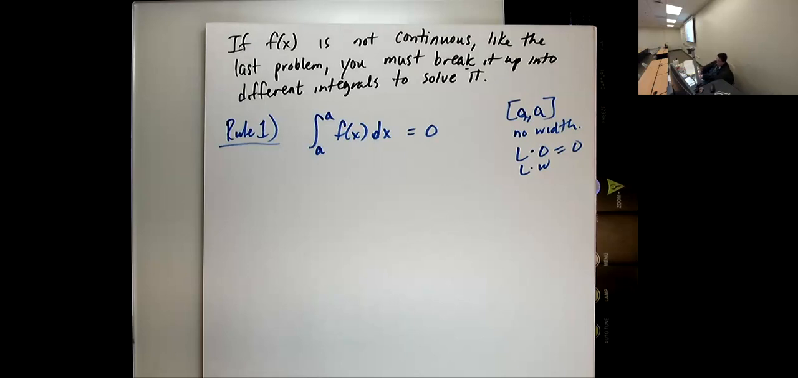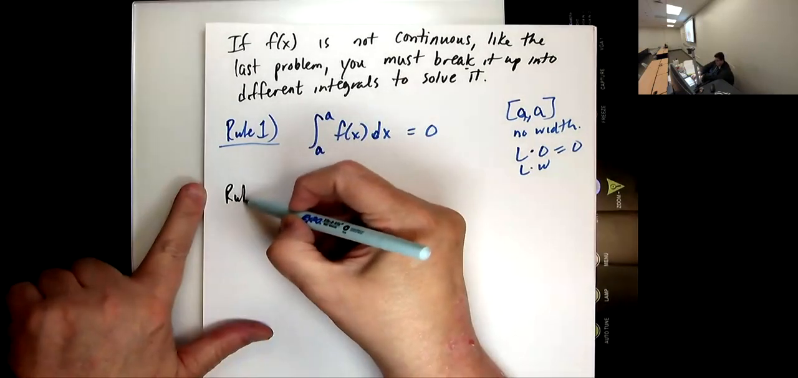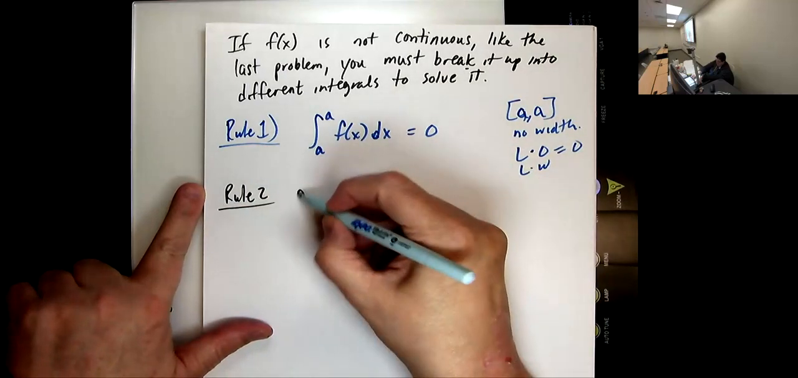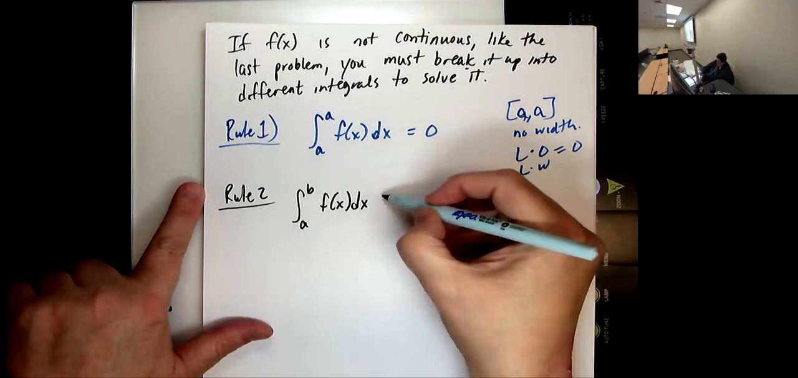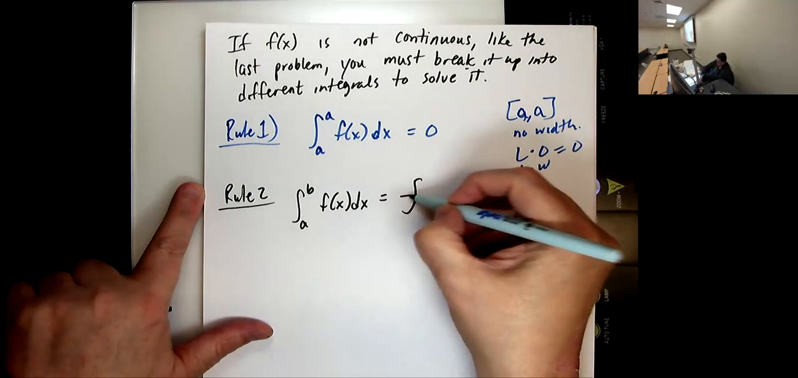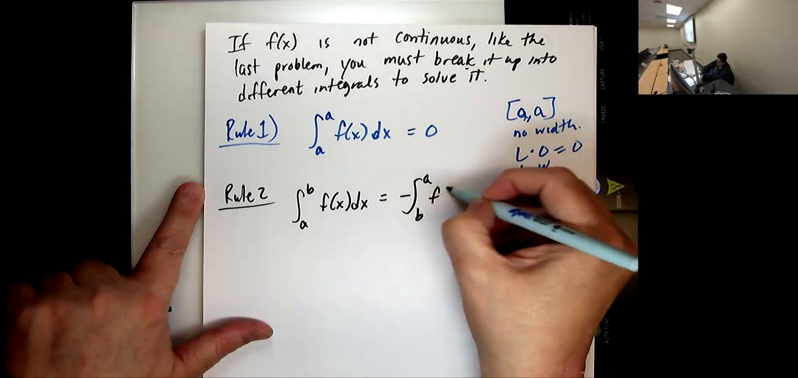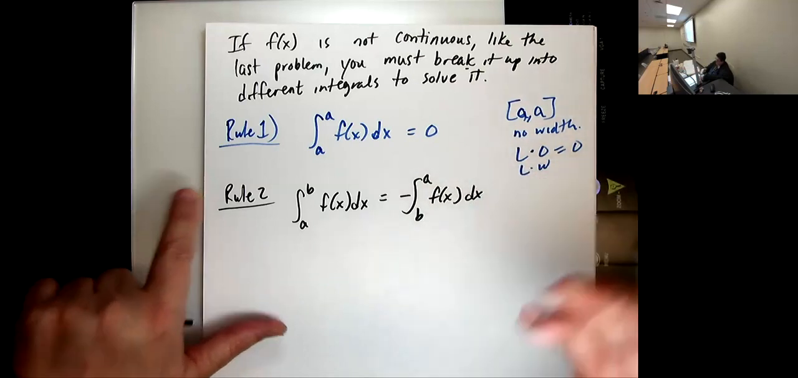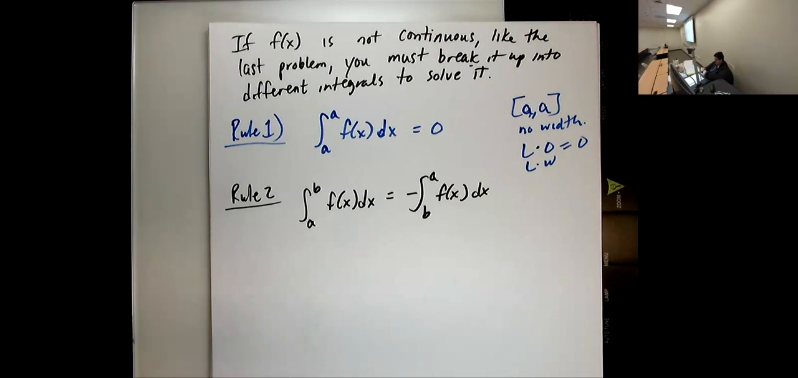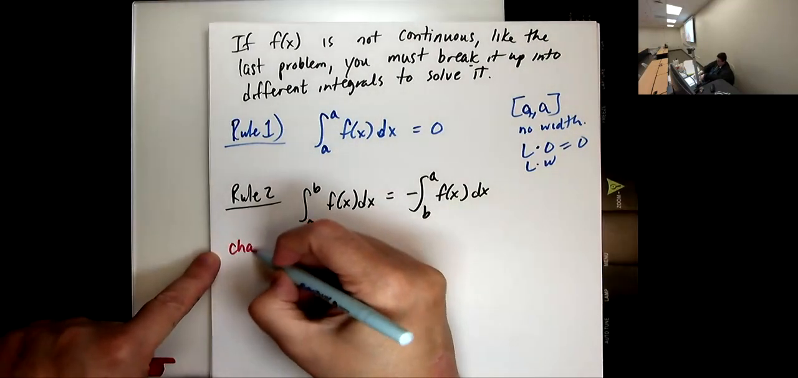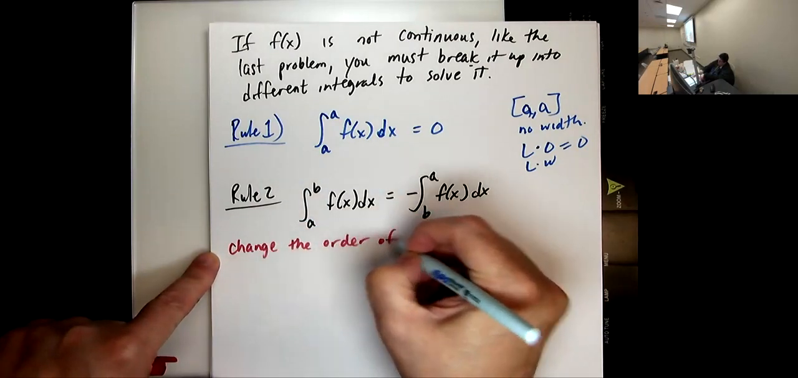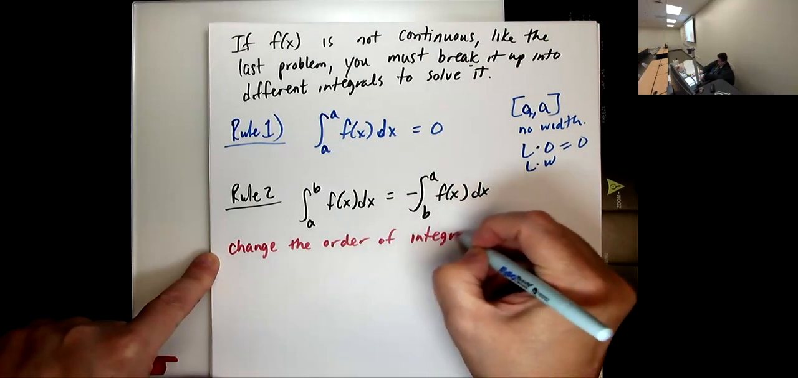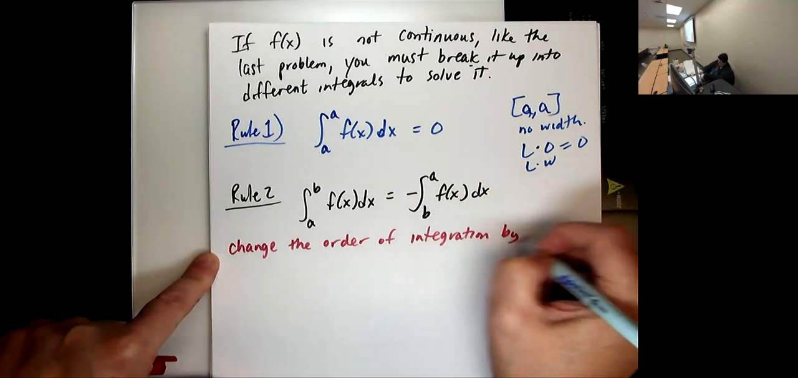This next one is really trippy. I kind of like it a lot. If we have the integral from a to b of f of x dx, this is the same thing as negative the integral from b to a of f of x dx. You can change the order of integration by introducing a negative.